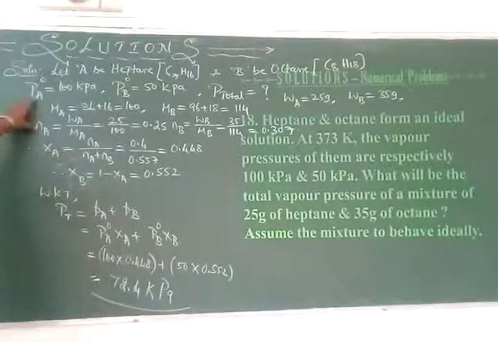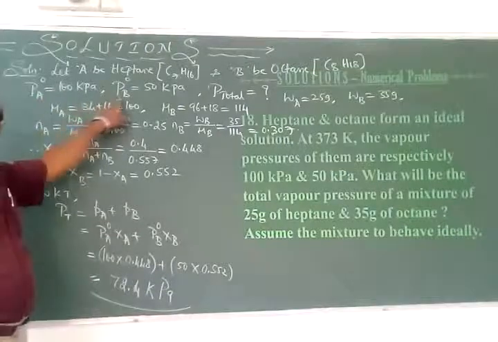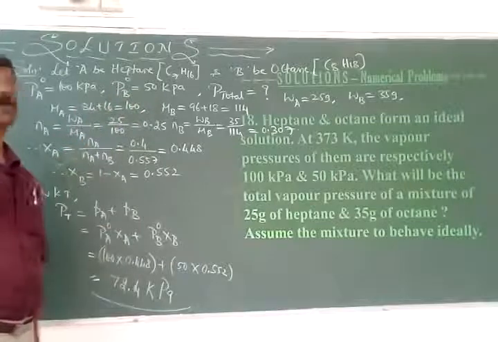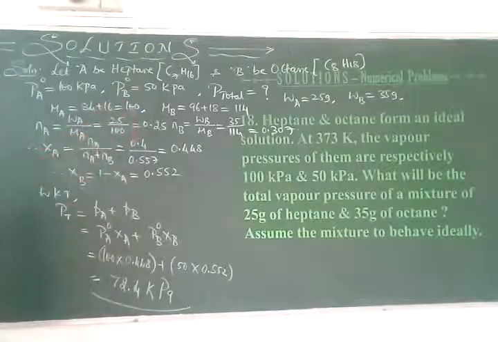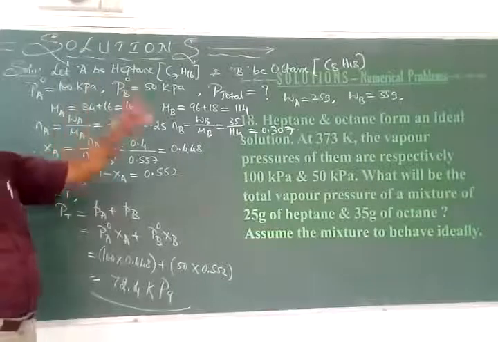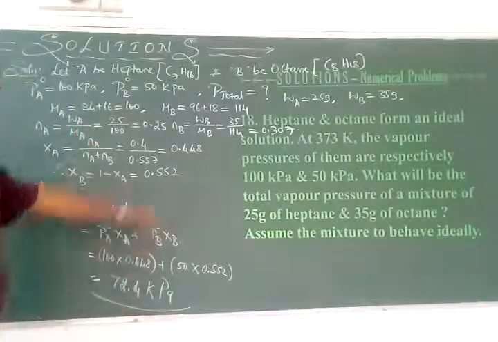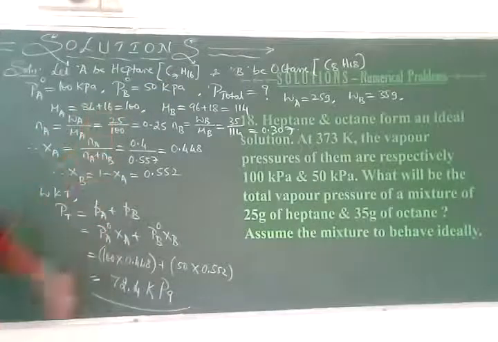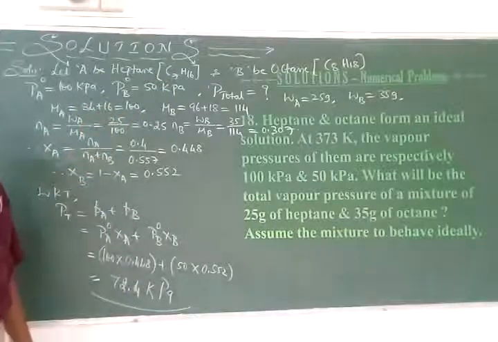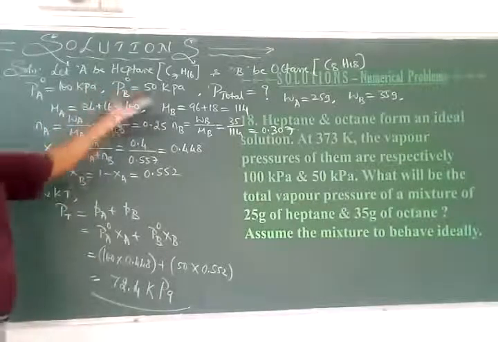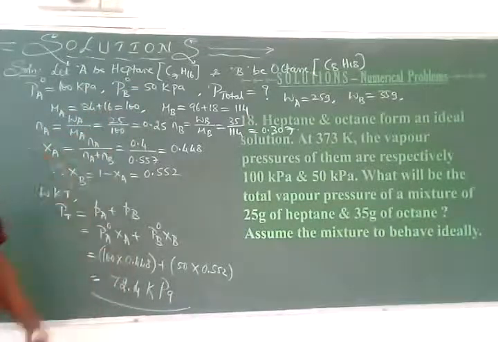Then their individual vapor pressures are given. For heptane, PA naught is 100 kilopascals. For octane, PB naught is equal to 50 kilopascals. We have to calculate the total pressure, means P total we have to find out. 25 grams of heptane and 35 grams of octane are taken, means WA is equal to 25 grams and WB is equal to 35 grams. Then we have to know the molecular mass. Molecular mass of heptane is equal to 100 and that of octane is equal to 114.